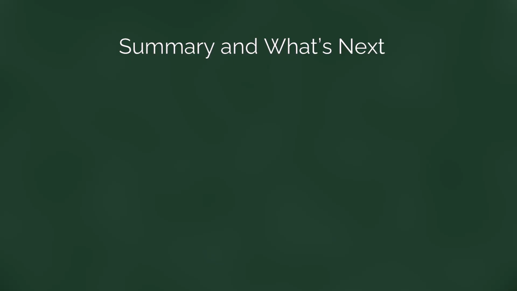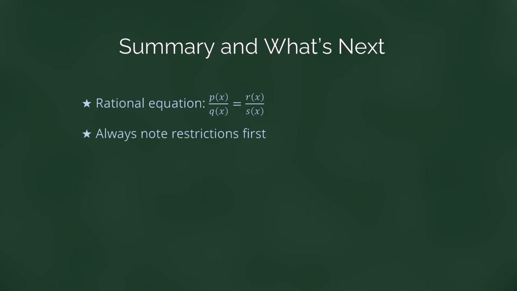Okay, now that we've worked through some examples, let's summarize what we know and take a look at what we're going to look at next. So rational equations are ones of the form p of x over q of x equals r of x over s of x, or ones that can be rewritten into that form, where all of the pieces are polynomials in some variable. We're always going to start off by noting any restrictions.